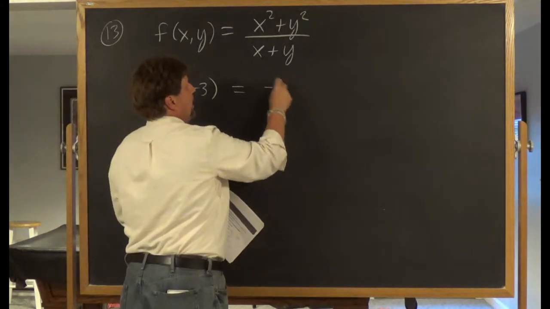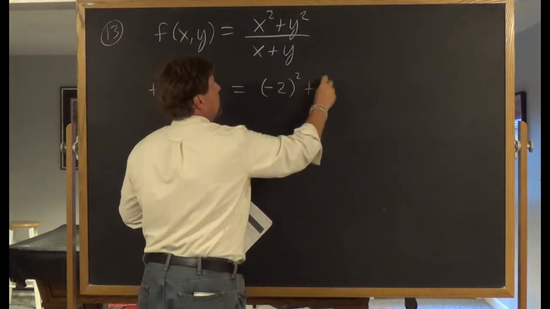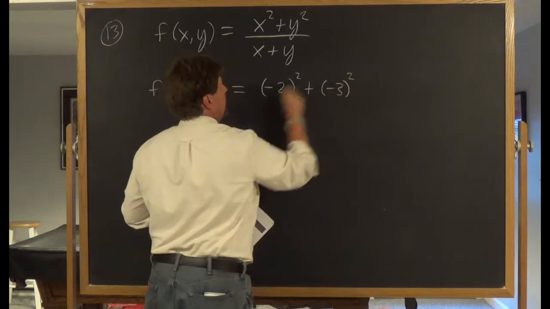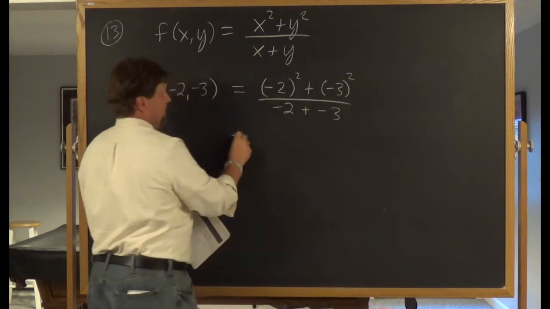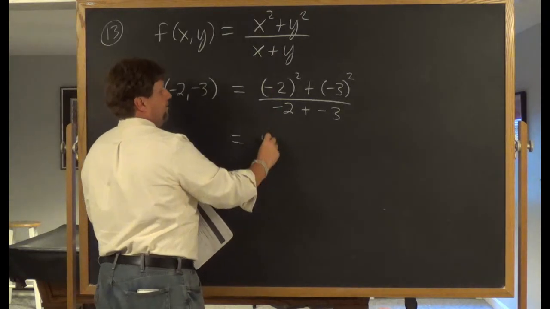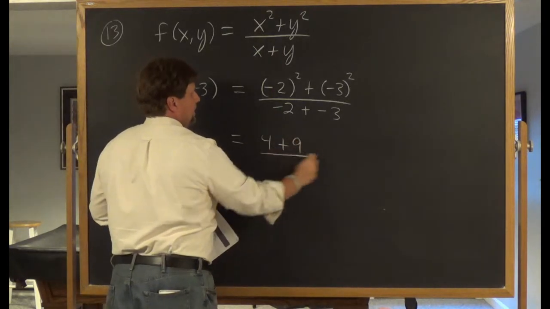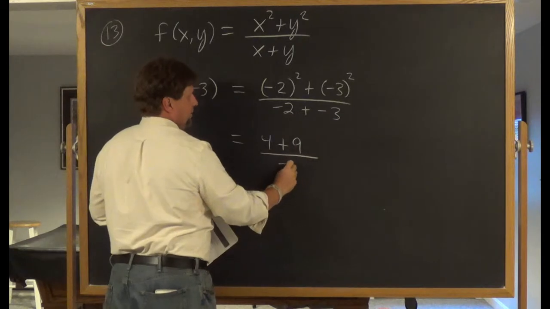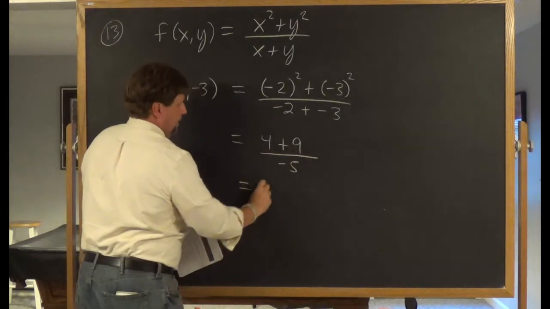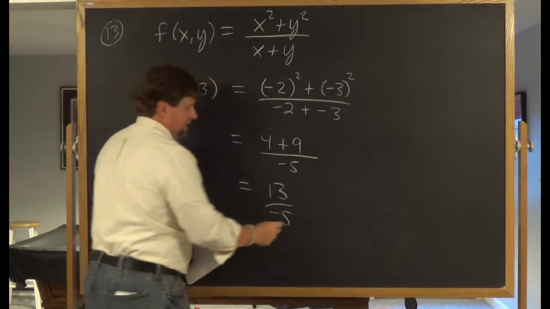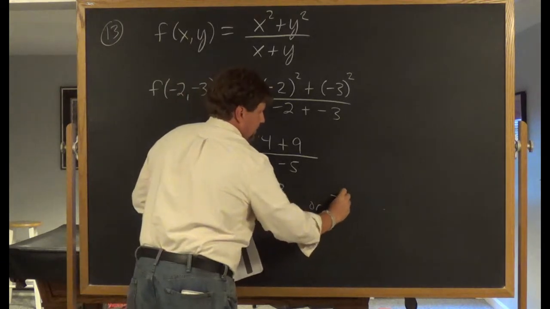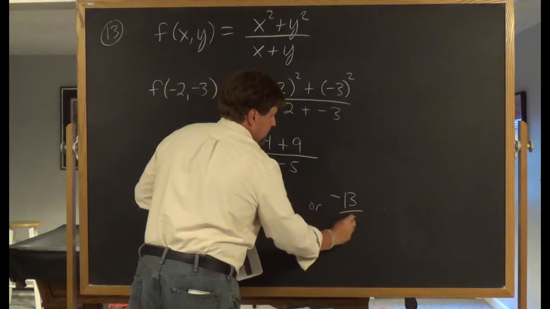So that would give you a negative 2 squared plus a negative 3 squared over a negative 2 plus negative 3. See, that's 4 plus 9, and then negative 2 plus negative 3 is negative 5. So that's 13 over negative 5. I think it's better to write that as negative 13 over 5.